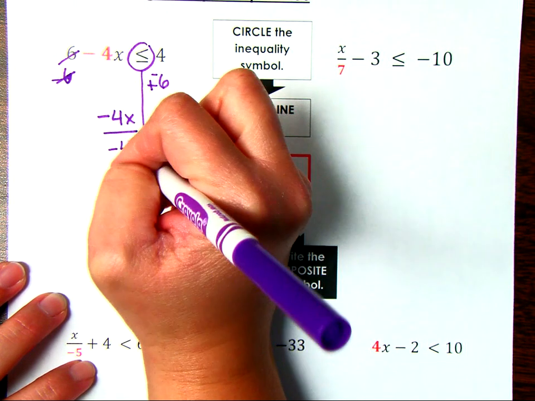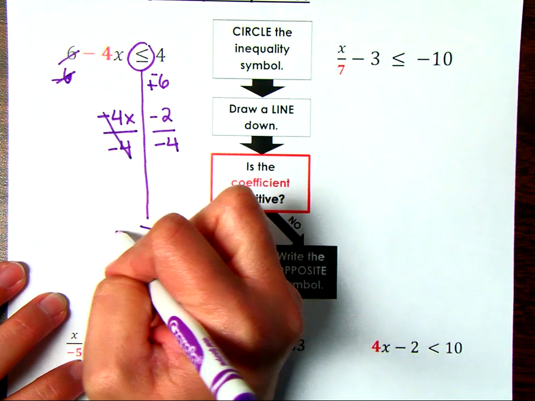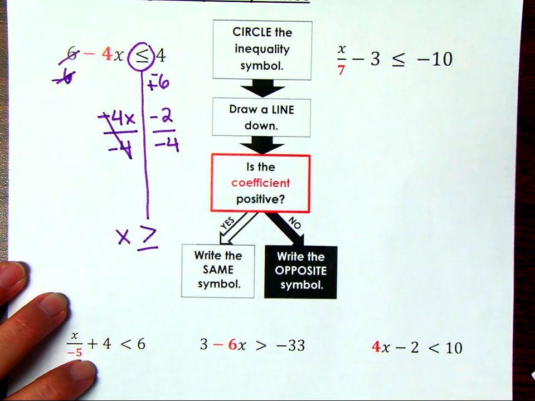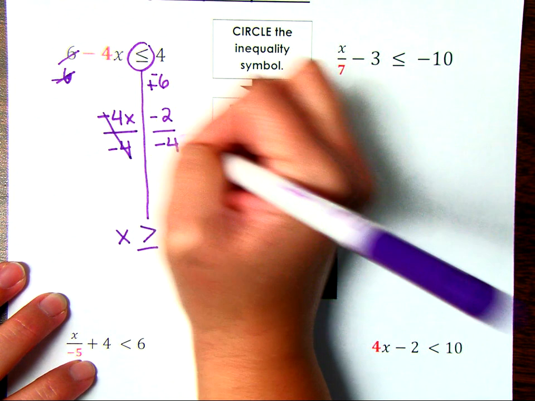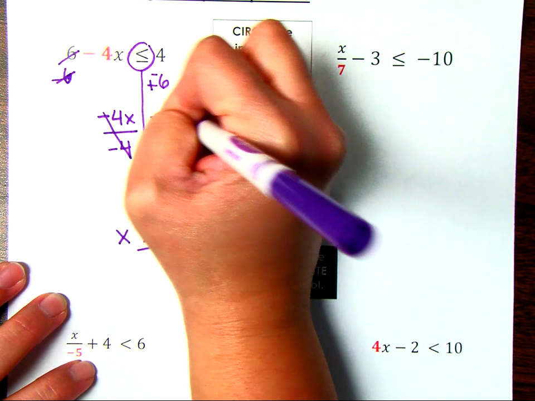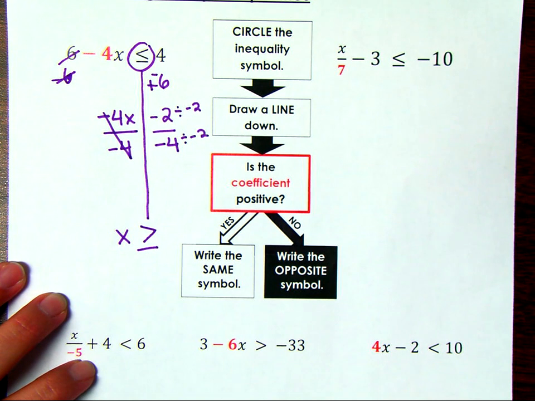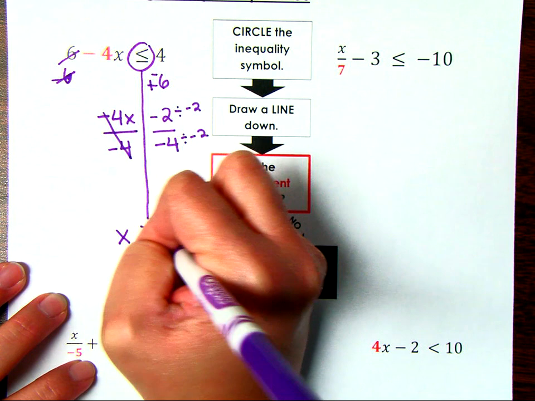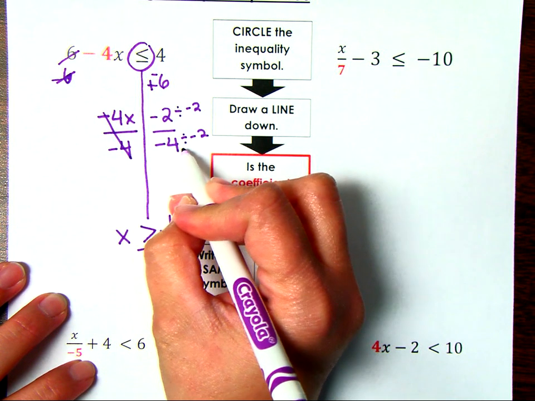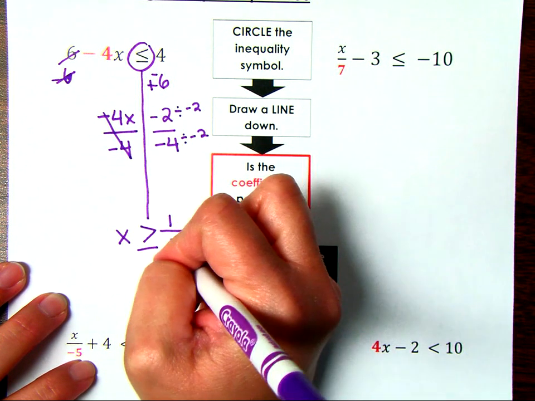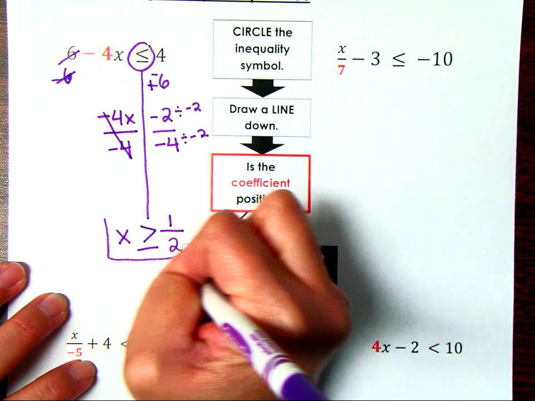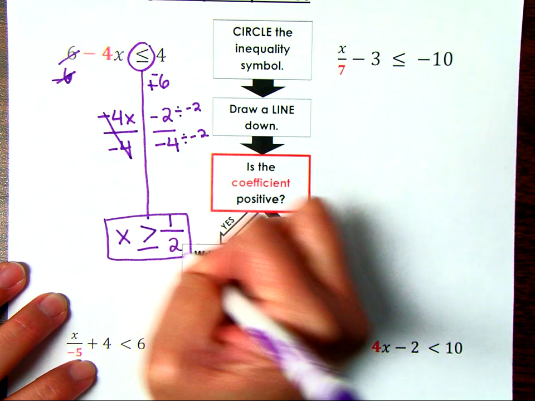And then negative 4 divided by negative 4 cancels out and gets me x by itself. Now this is negative 2 over negative 4. These can actually both be reduced by negative 2. Negative 2 divided by negative 2 is positive 1. And negative 4 divided by negative 2 is positive 2. So this would be my solution.